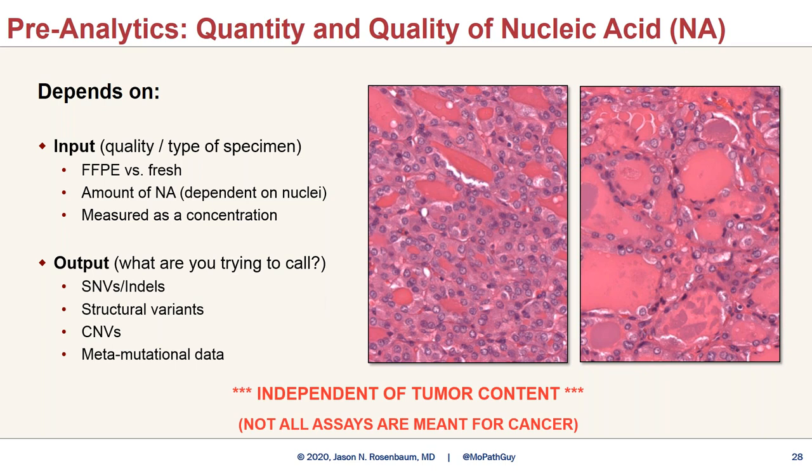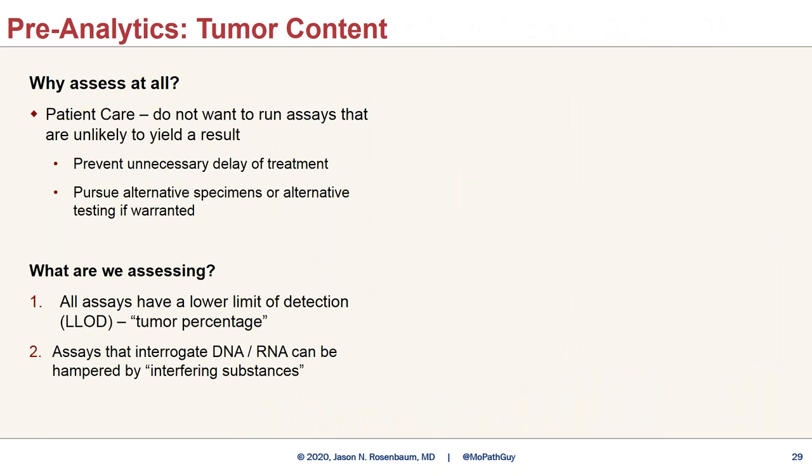All of the things we just talked about are independent of tumor content, and that is to say that the quality and quantity of nucleic acid that is extracted doesn't even require tumor. Not every sequencing assay is even meant for cancer. We can use NGS or MPS to detect cystic fibrosis or sickle cell or any germline disease that doesn't even have a neoplastic component. So why do we assess tumor content in the context of oncology assays?